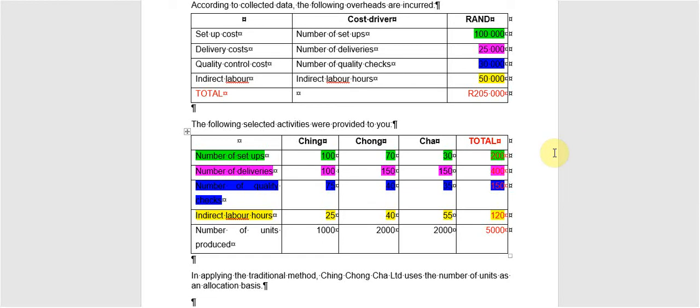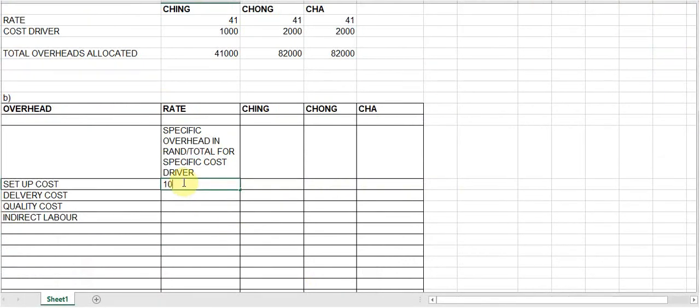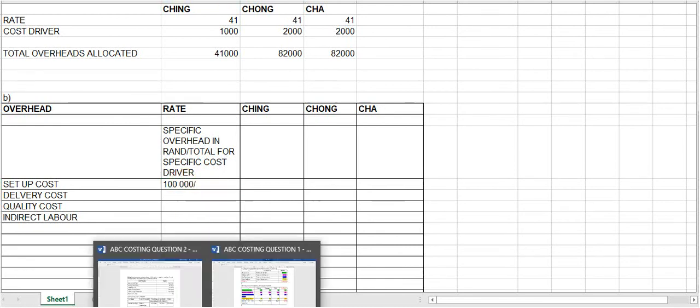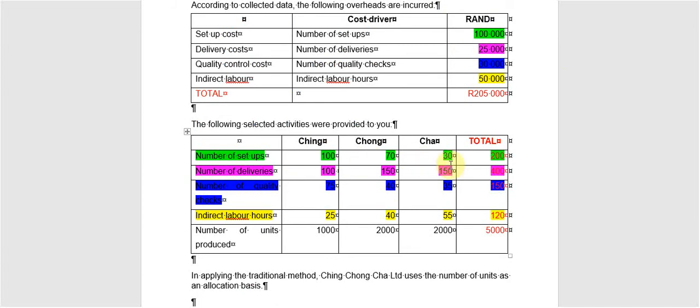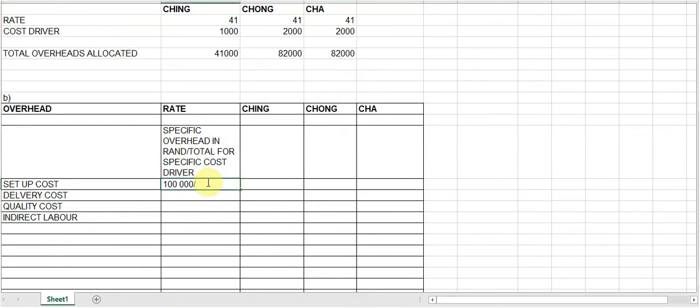So now I need to go and calculate for setup cost, and setup costs are in the green. Going back to my answer, I need to take the 100,000 and divide it by the total of the specific cost driver. So there's my 100,000. What is the total of the specific cost driver? It's 200. And I divide by 200. Now the answer for the rate there should be 100,000 divided by 200. That gives us 500 Rand. I'm going to copy that 500 Rand that I've calculated under each of my products.